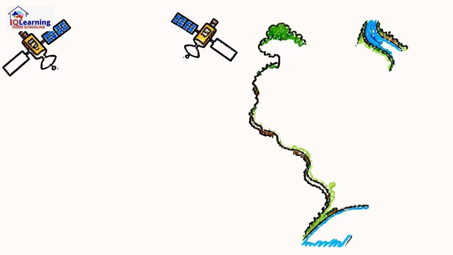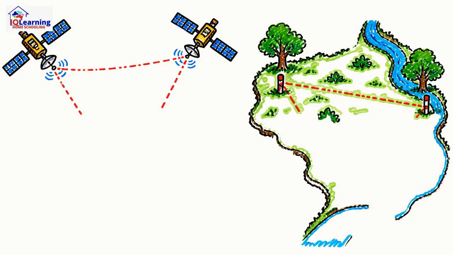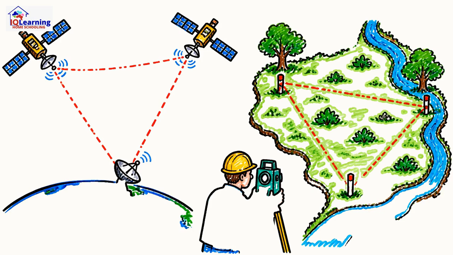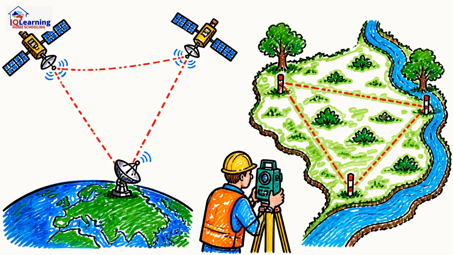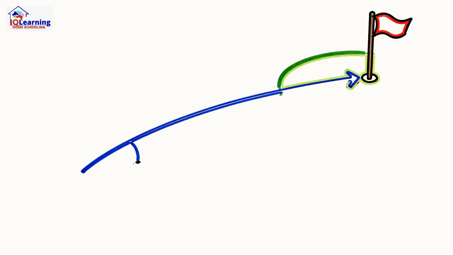This isn't just abstract math. Engineers use these rules to calculate the distance between satellites. Surveyors map irregular land without walking every boundary. Even a golfer's rangefinder uses the cosine rule.